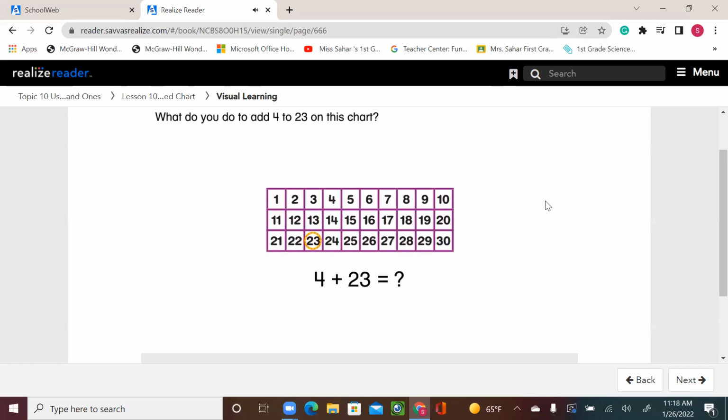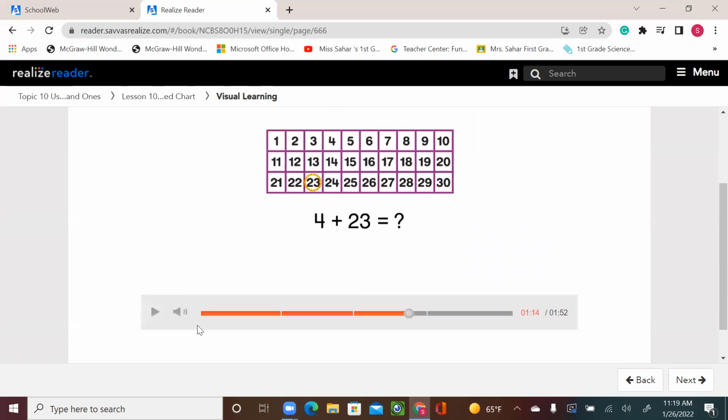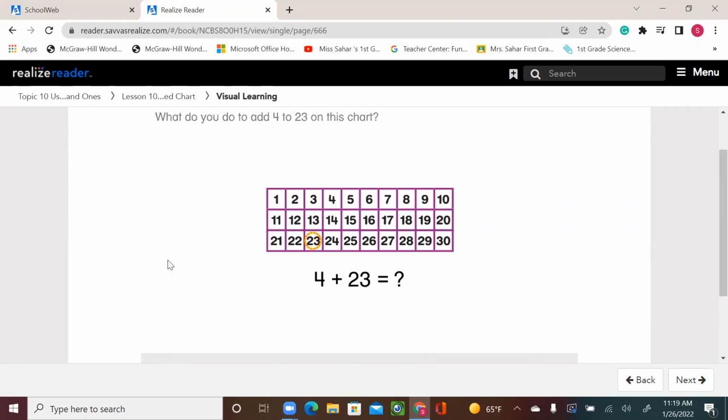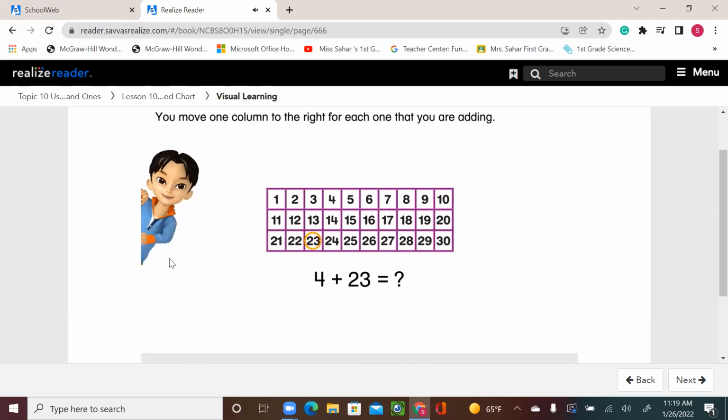What do you do to add 4 to 23 on this chart? All right. So we need to add 4 ones. That means I'm moving toward the right 4 jumps or 4 squares or 4 numbers. So from 23, I need to count 4 more boxes toward the right side. So 1, 2, 3, 4. Landed on 27. So 23 plus 4 equals 27. You move 1 column to the right for each one that you are adding.